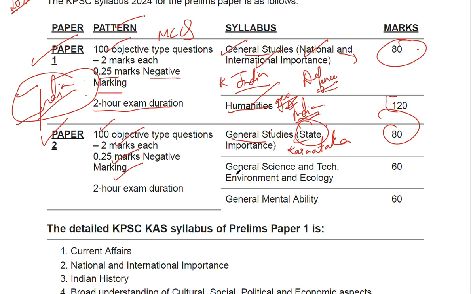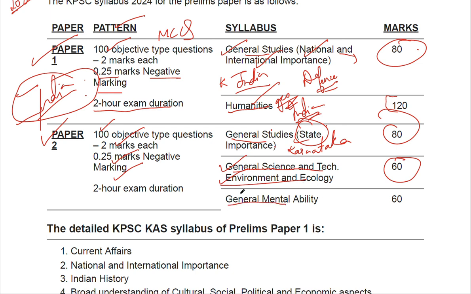Then the next important section is general science and technology, environment and ecology. From the past 5-year trend, you can see that KPSC has been continuously putting questions about general science and technology and environment and ecology. Why? Because both things are important for the development of Karnataka. They just want to know that the candidate must know what is going on in Karnataka and what the important issues are. So this is going to be of 60 marks.